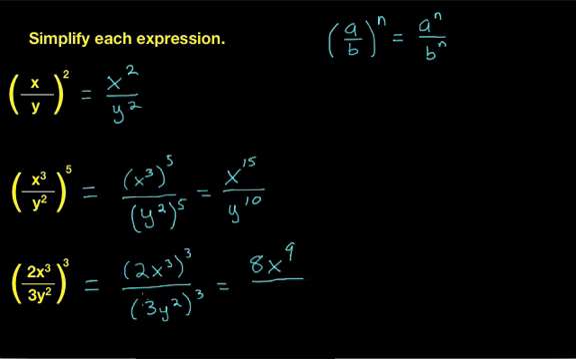And then here in the denominator, we're going to have 3 cubed, which is 3 times 3, which is 9 times 3, which is 27. And then that's going to be y squared raised to the third power, which is the y to the 2 times 3, which is going to be y to the 6th. And we can't simplify this any further, so here is our final answer.